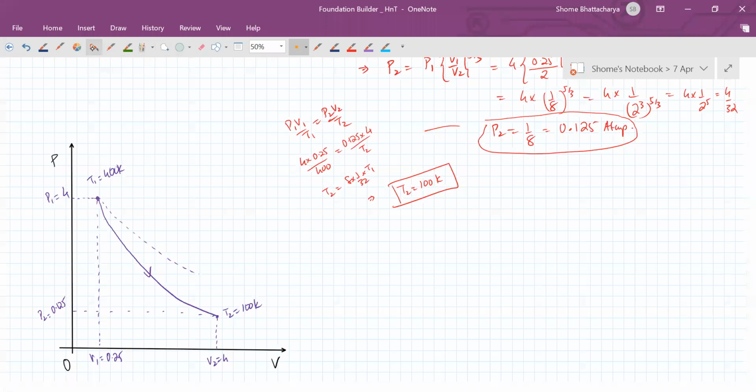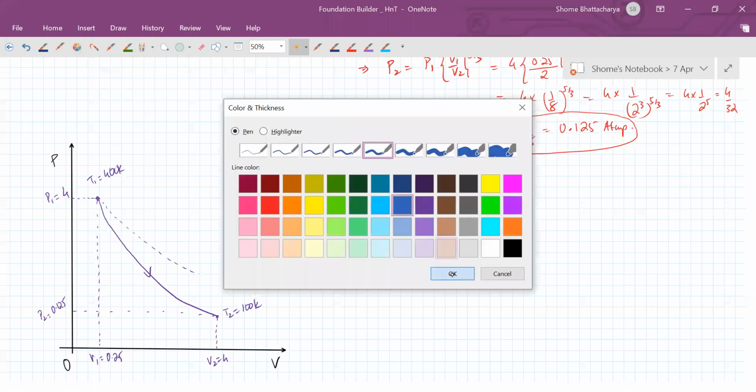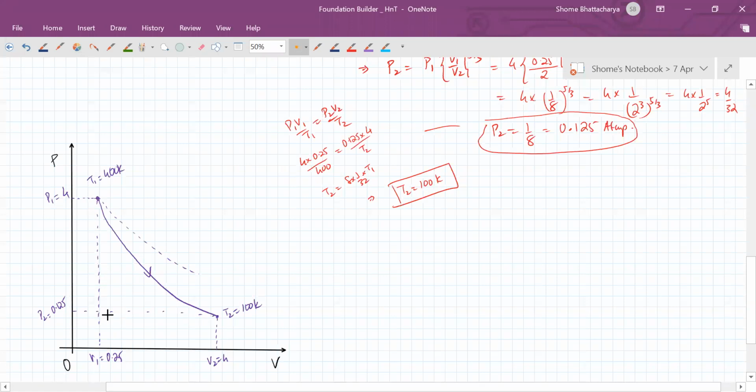Okay. Now next what is happening is we are going isobarically. We are compressing it back to the volume of 0.25 liters. So the second process is like this. So our final volume is like this, final pressure is this. So what about the final temperature?